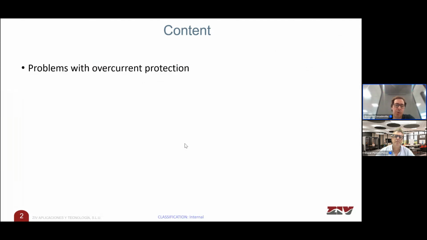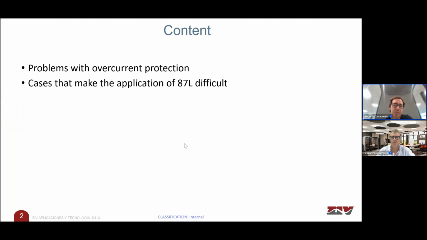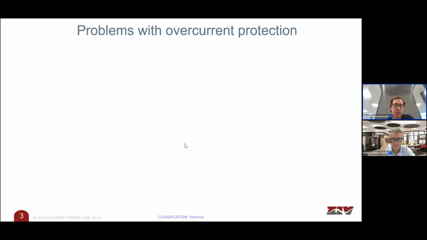I will start by talking about the problems of overcurrent protection in medium voltage distribution lines, which is the main protection function used in this type of lines. Then I will propose using line differential protection, which is more selective than overcurrent protection, but we will see the cases that make the application of line differential protection difficult. We will see the RTDS model, simulated cases, and I will end up with some conclusions.